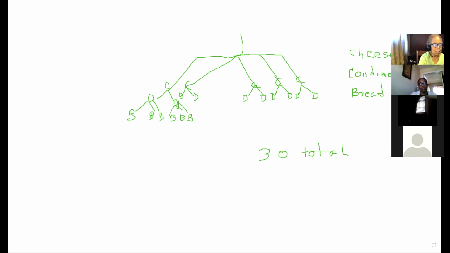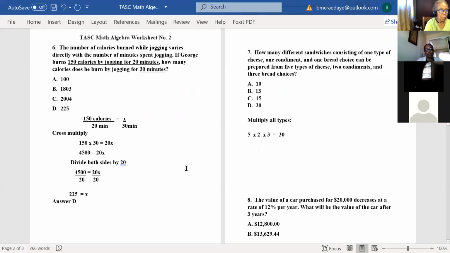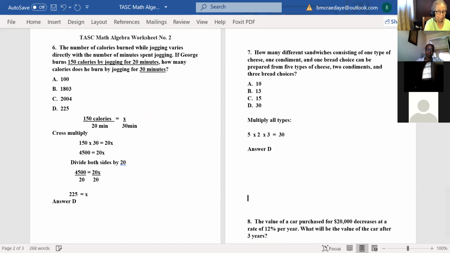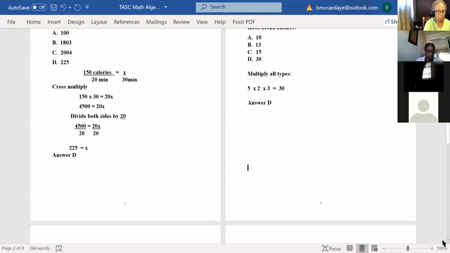All right, let's go back to our math worksheet. Okay, so the answer here is D, as in dog. But like I say, the easiest way is, when you're given the makeup of anything, look at the types that you're given and just multiply them. Now I kind of got ahead of myself on number 8, because number 8 we'll be covering when we go to functions.